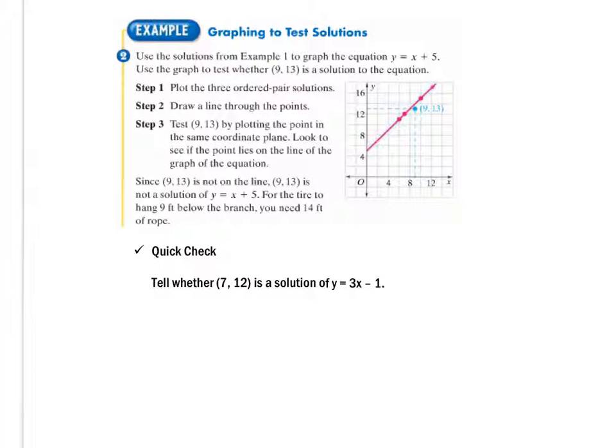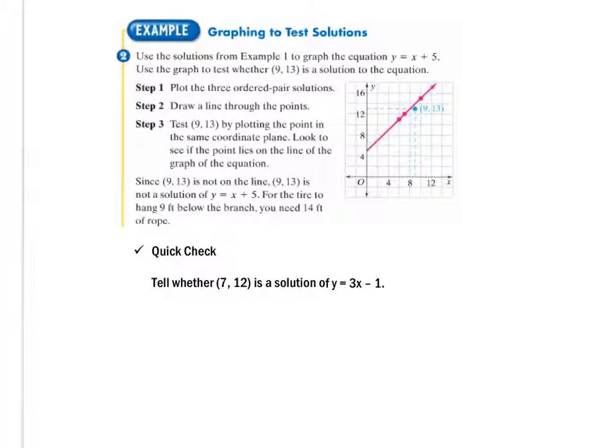We can graph using test solutions. So we can plug in an ordered pair into a linear equation, and that would tell us if that ordered pair would actually fall on that line. So we're going to take a look at the example using y equals x plus 5, the same equation we started with. Use the graph to test whether (9, 13) is a solution to the equation.